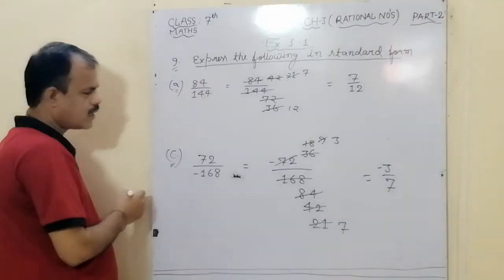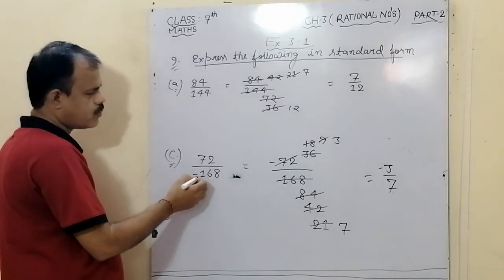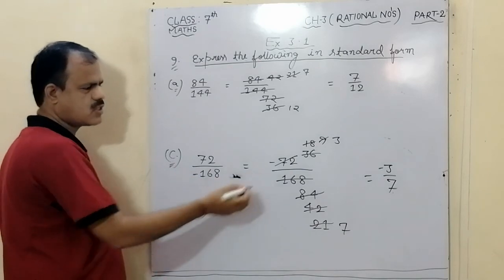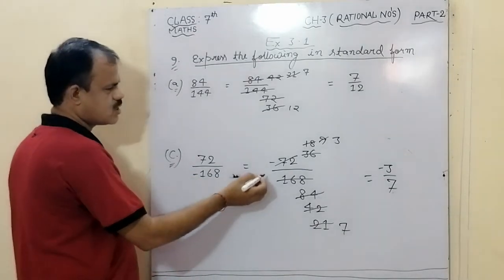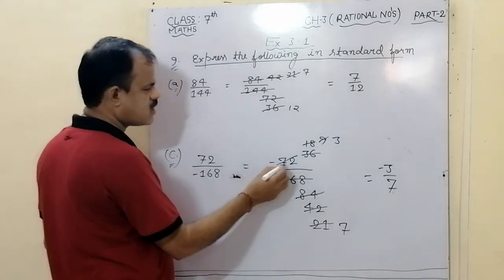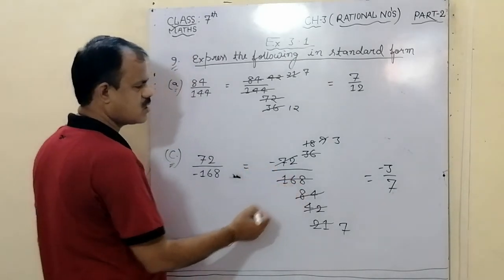See one more part, 72 upon minus 168. Here you see minus is at the denominator place. So we shift this minus to the numerator place. So it becomes minus 72 upon 168.